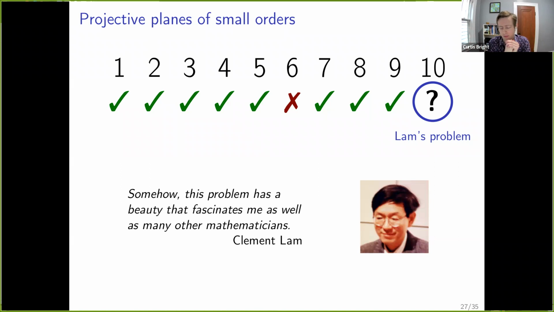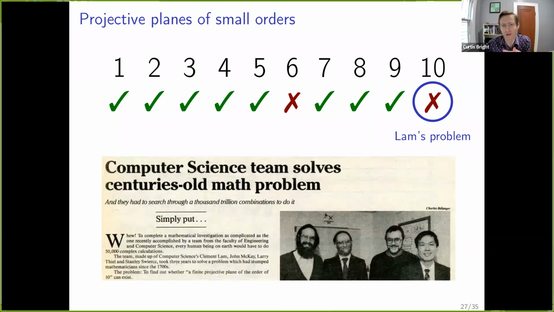Lam here, Lam is a mathematician at Concordia. He's retired now. Very nice guy. And he was very fascinated with this problem. Apparently he wanted to work on it for his thesis project, and his PhD supervisor dissuaded him because it was too hard. He came back to it though and solved it with a team of programmers. So this was amazing work. They wrote very, very sophisticated special purpose search code that they ran on a supercomputer for months on end.